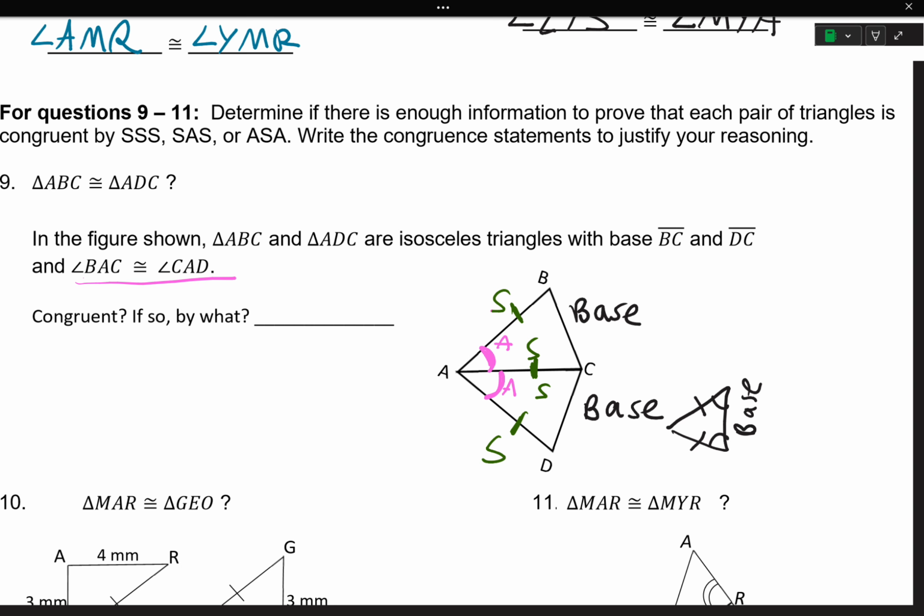Let's see. In order to know if this is side, angle, side, the angle must be touching both sides. So the angle of the top triangle touches that side and that side. All right, so we have side, angle, side in the top triangle. In the bottom triangle, the angle also touches both sides. So yes, side, angle, side. Fantastic.